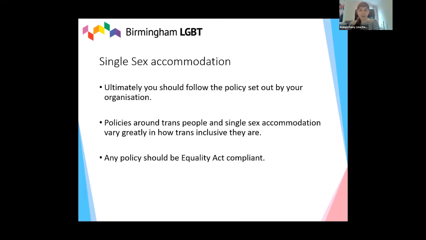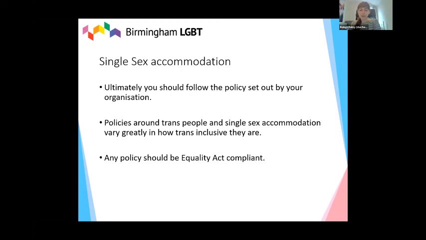In terms of single-sex accommodation, if your organisation provides single-sex accommodation to staff or service users, it should have a clear policy on the provision of this accommodation for trans people, and ultimately you've got to follow the policy that your organisation has. These policies can vary significantly between organisations in how trans inclusive they are. Those responsible for creating or updating such a policy must ensure that it's compliant with the Equalities Act 2010. And if those responsible aren't sure about the policy, they should seek out some support and guidance.